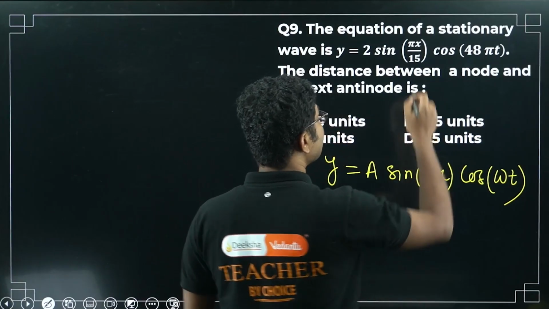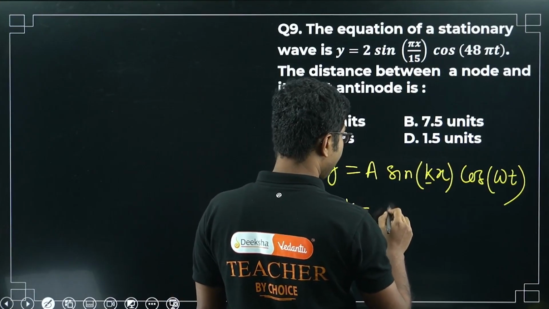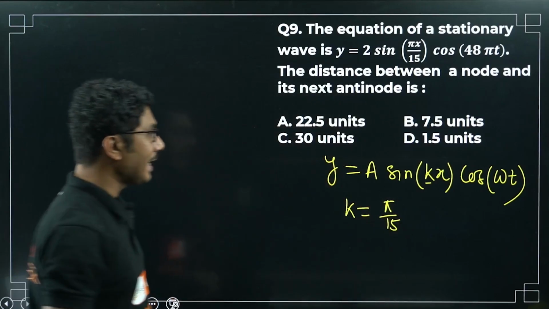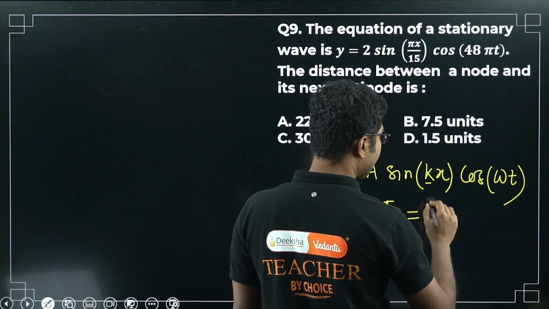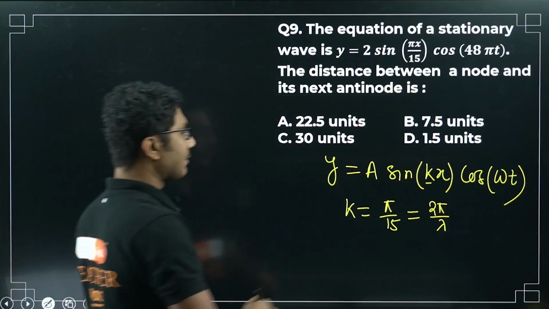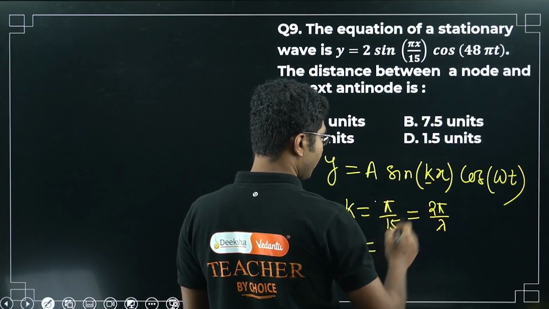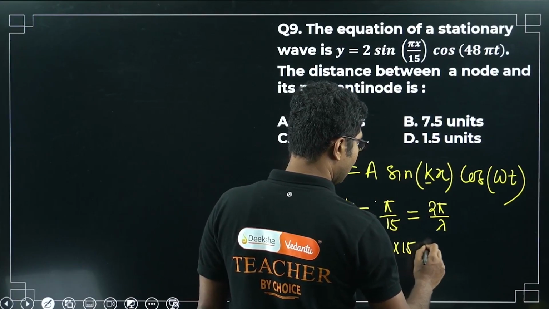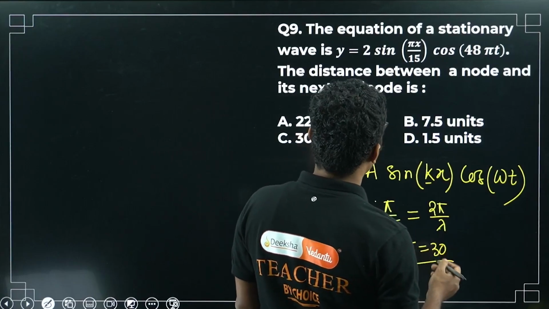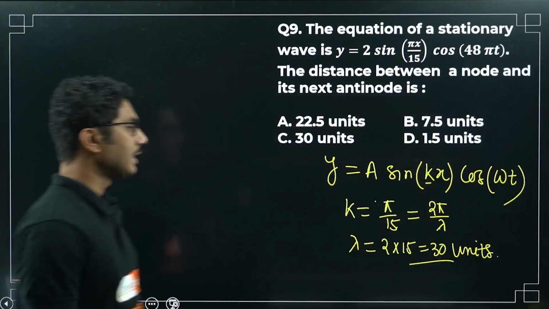Now if you compare with this equation, you can see that the value of k is pi by 15. Okay, so pi by 15 is the value of k. Again we know that k is the wave number, that is given by 2 pi by lambda. So you have to calculate lambda from here. Lambda will be 2 times 15 equals 30. No unit of measurement is given, so let me write units. 30 units is the lambda.